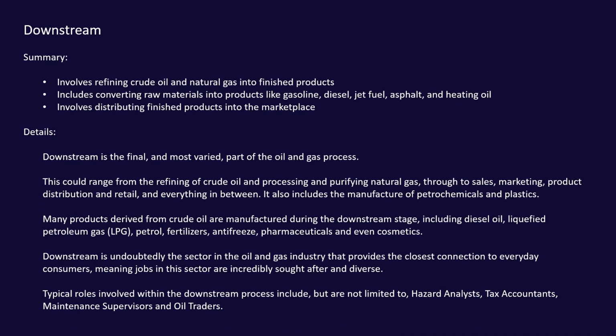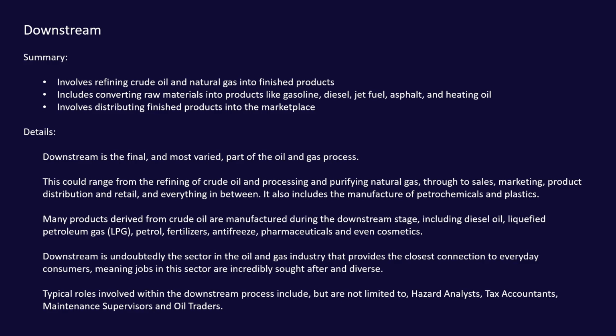Downstream involves refining crude oil and natural gas into finished products, includes converting raw materials into products like gasoline, diesel, jet fuel, asphalt, and heating oil, involves distributing finished products into the marketplace. Details. Downstream is the final and most varied part of the oil and gas process.